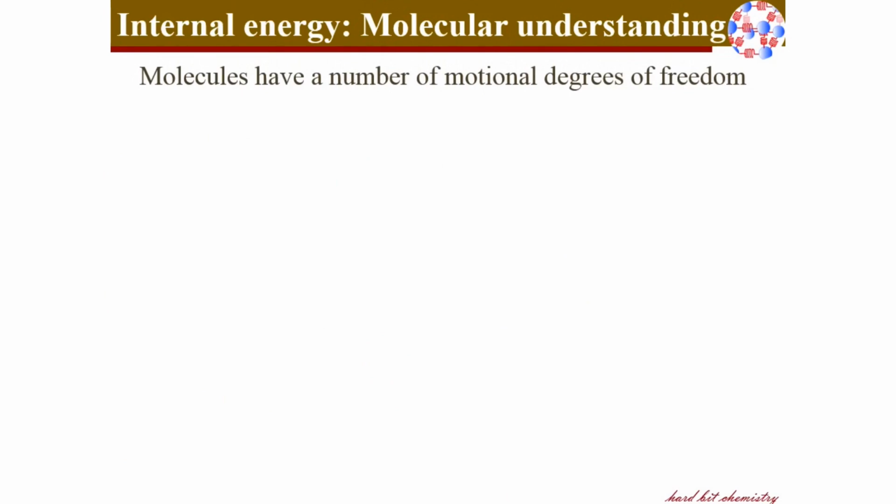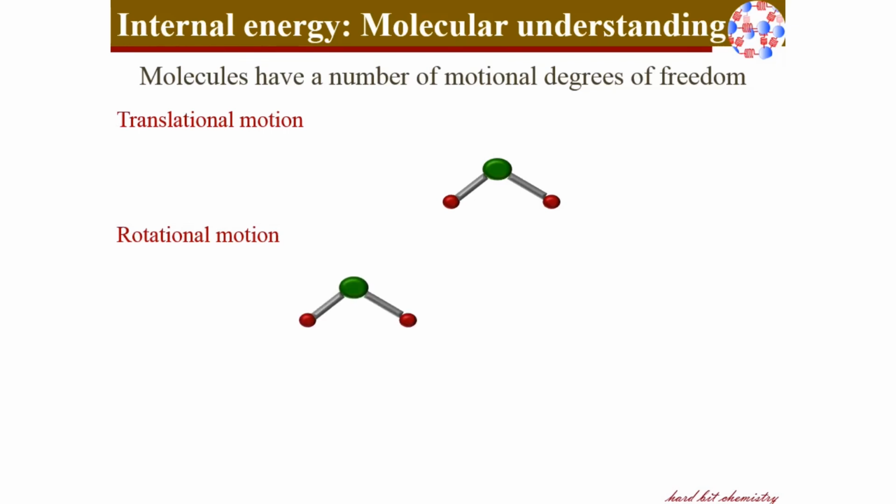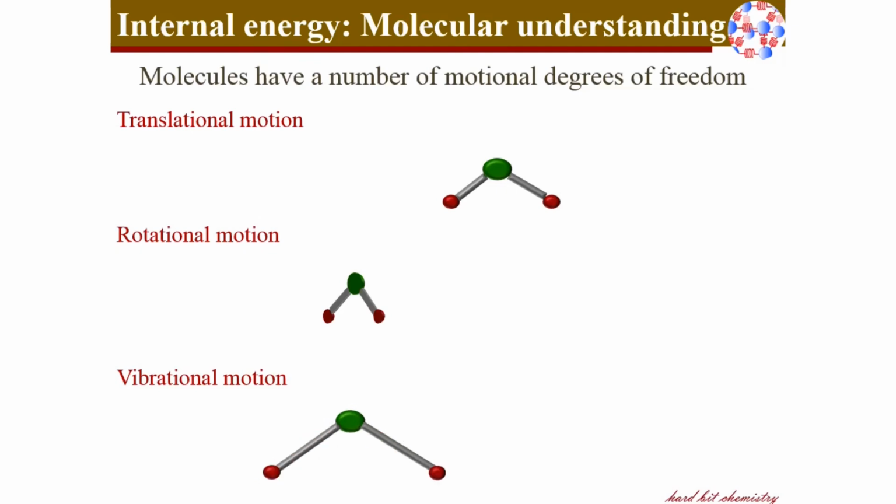Molecules are provided with certain possibilities of movement, different modes of movement are possible. They are called motional degrees of freedom. For example, molecules may undergo translational motion from one position in the three-dimensional geometry to another position like this. Or there can be rotational motion about a particular axis, or vibrational motion, that the bonds are vibrating, stretching and elongating like this.